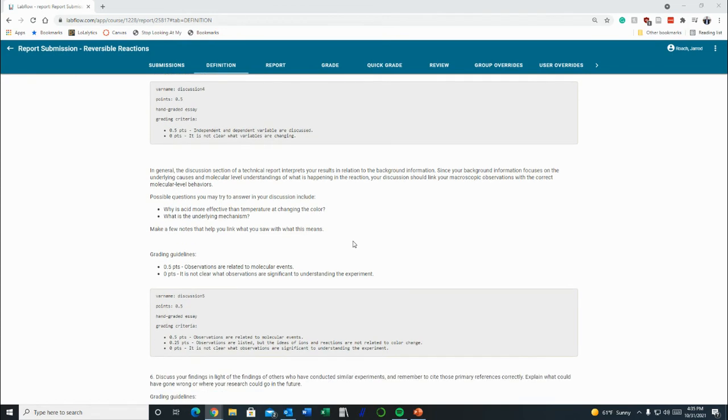Your next question is that in the discussion section, you are supposed to interpret the results that you get. So this wants you to examine your results and try to come up with something on the molecular level that explains them. It provides two possible things you can answer here. Why is the acid more effective at changing the color than temperature? And what underlying mechanisms are occurring? Like whenever you're adding water to your cobalt chloride, why does it change colors? What is occurring? That's what I want you to talk about here.